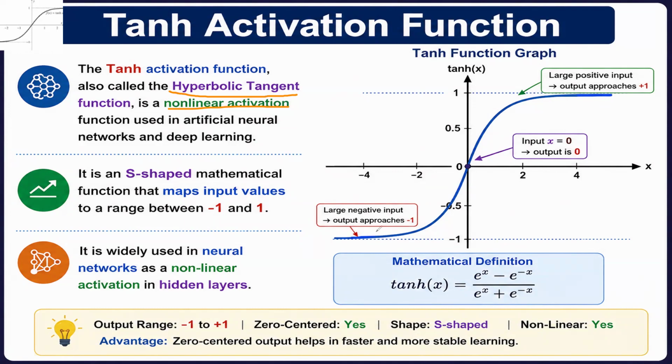So you can see in this figure the output ranges from -1 to 1. And the mathematical definition of the tanh function is tanh of x is equal to e raised to x plus e raised to minus x upon e raised to x plus e raised to minus x. So here the output ranges from -1 to 1. Yes, it is a zero-centered function. The curve shape is an S-shaped curve and it is non-linear. So zero-centered output helps in faster and more stable learning.